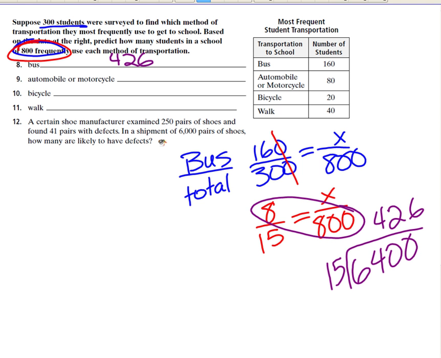Or you could look at what is this ratio between 160 and 80? Half as much. So what would we do with this number over here? What's half of 426? 213. Good job, John. And there you go.